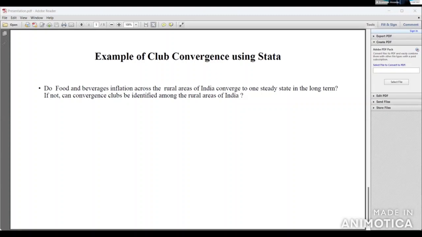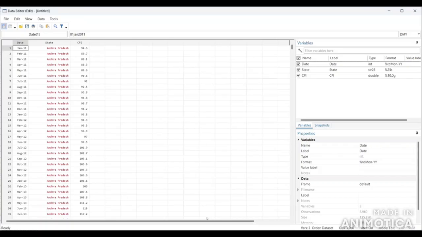Arshid, we are unable to see your data screen. You can share the whole screen, then that will be available. Okay. I hope this is visible now. Yes.